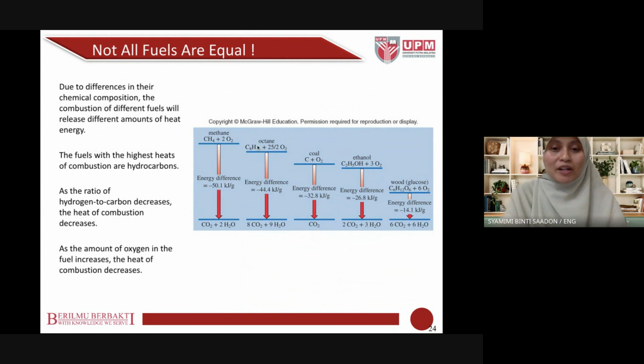So that's why we have 1 mole of octane. It means that in order to completely burn 1 mole of octane, we need 35 over 2, 12.5 moles of oxygen. Okay, and it releases a large amount of energy. And then coal, for example, ethanol, wood, etc.